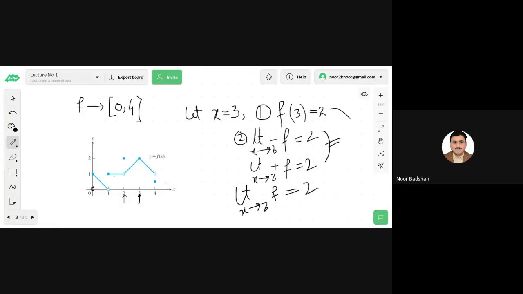Now, are these two values the same? The answer is yes, they are the same. So condition number 3 is also satisfied. Therefore, we say the function is continuous at this point. So f of x is continuous at x equal to 3. Now we check continuity at x equal to 4.